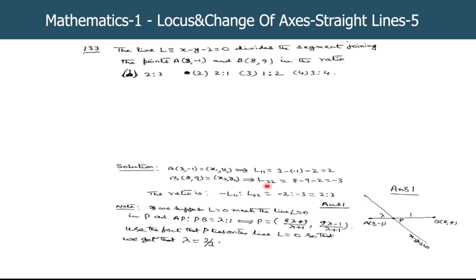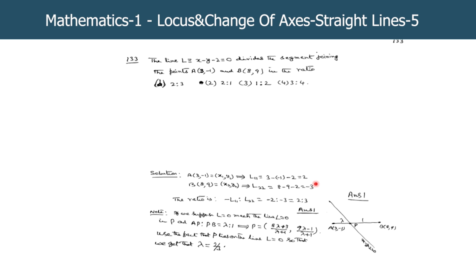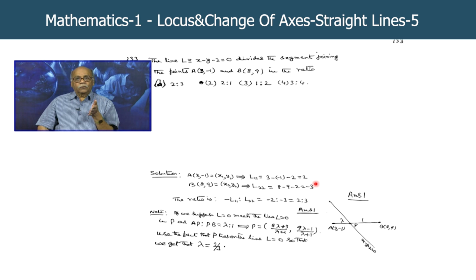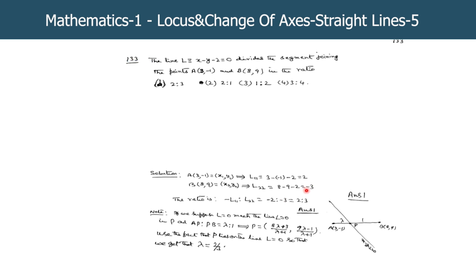Therefore, L22 is equal to 8 minus 9 minus 2, which is minus 3. Please remember that a line L equal to 0 divides the line joining two points A and B, a result in geometry, in the ratio minus L11 is to L22. So here L11 is 2 and L22 is minus 3. So minus L11 is to L22 is minus 2 is to minus 3, which is nothing but 2 is to 3. So the answer is 1.